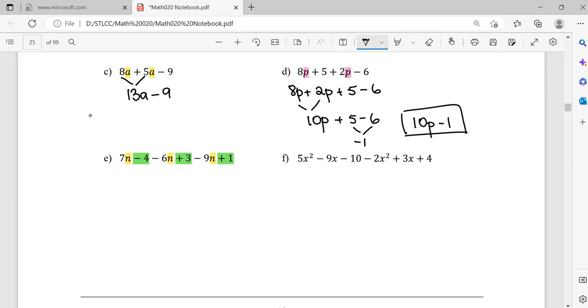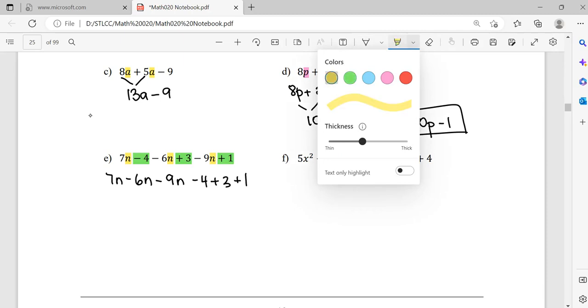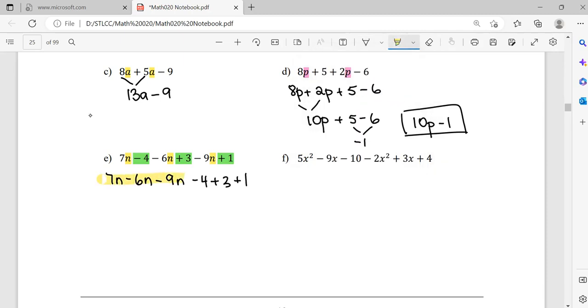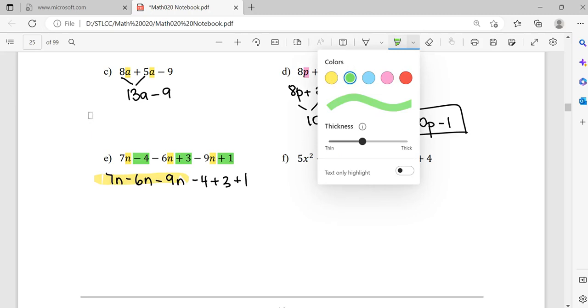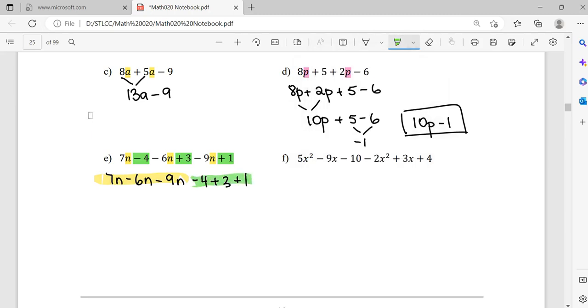So I'm going to go ahead and rewrite them. 7n minus 6n minus 9n. Okay, so that's one set. And then I have minus 4 plus 3 plus 1, right? So I'm going to do my variable part right here. And then I'm going to do my number part right here. Okay, so 7 minus 6 is going to be 1. And 1 minus 9 is going to be negative 8n.